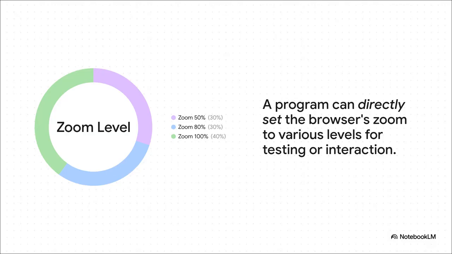And it's not just about scrolling. That direct line into the browser's control room also lets a program adjust the page's zoom level whenever it wants, setting it to 50%, 80%, whatever is needed. It's another level of control that you just don't get with standard methods.